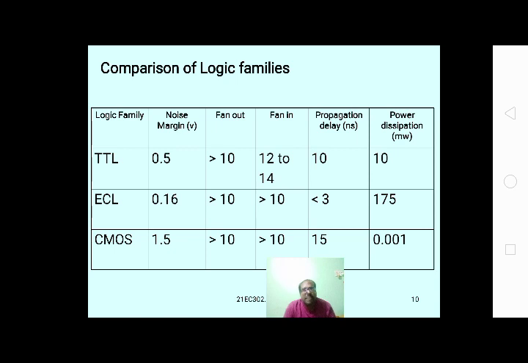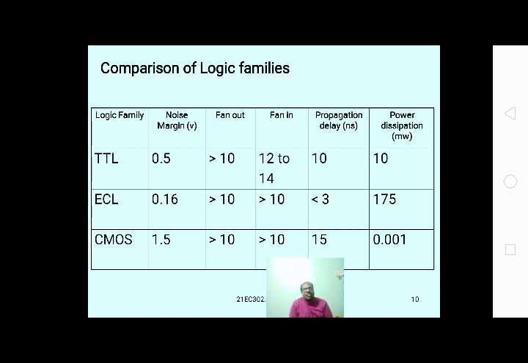Once more, the row values are logic family, noise margin and noise immunity, fan out, fan in, propagation delay in nanoseconds, and power dissipation in milliwatts. First, for TTL, noise margin is 0.5 and noise immunity is very good. Fan out is greater than 10. Fan in is 12 to 14. Propagation delay is 10 nanoseconds. Power dissipation is 10 milliwatts. And the basic gate is the NAND gate.